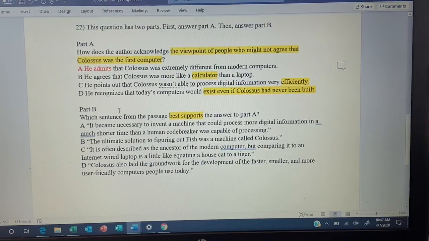A, it became necessary to invent a machine that could process more digital information in a much shorter time than a human code breaker was capable of processing. So this is just about the need to have a computer that's going to be able to do what a human can't do. This is nothing about the author stopping to recognize the viewpoint of somebody who might be like, you're going to call Colossus a computer? I don't think so. So it can't be A.